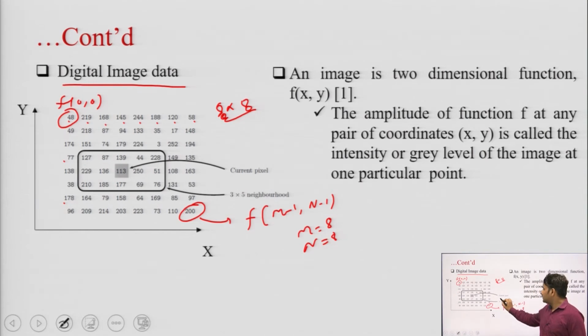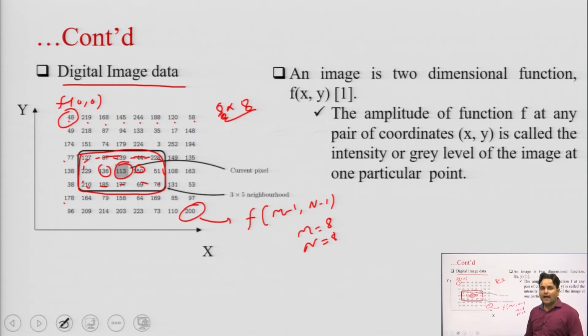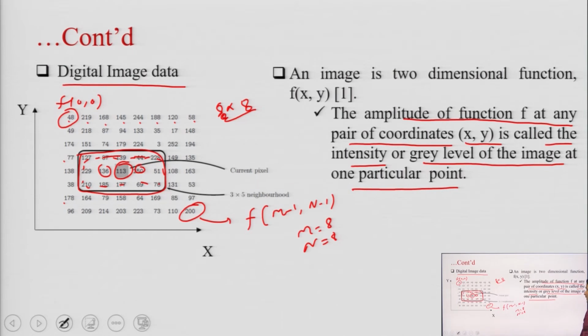If we focus on this particular cell, or this particular pixel, we have to identify the neighborhood pixels. These are called the neighborhood pixels, with which that pixel is directly associated. Okay. So, the amplitude of the function f at any pair of coordinates x comma y is called the intensity or gray level of the image at that particular point.